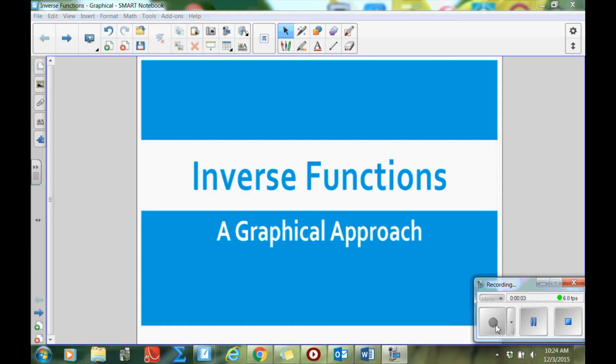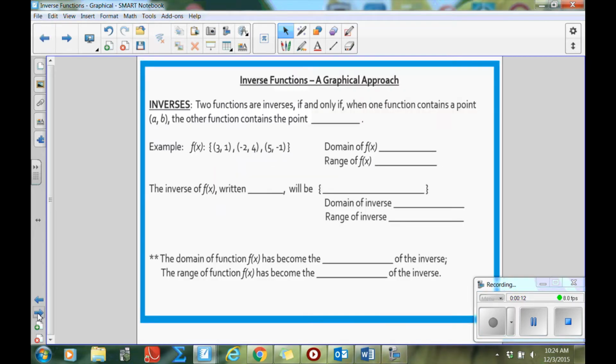To talk about inverse functions. Today we're just going to take a graphical approach to the idea behind inverse functions. There's a definition. Two functions are inverses if and only if, when one function contains a point A, B, the other function, the inverse function, contains the point B, A. You reverse the x and the y. Reverse the ordered pair to create an inverse function.